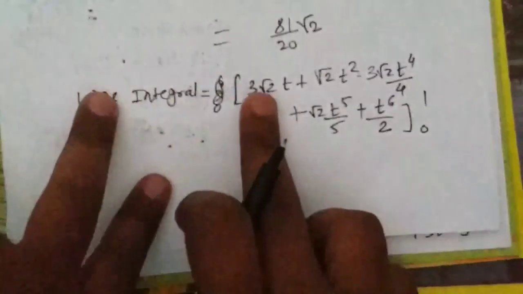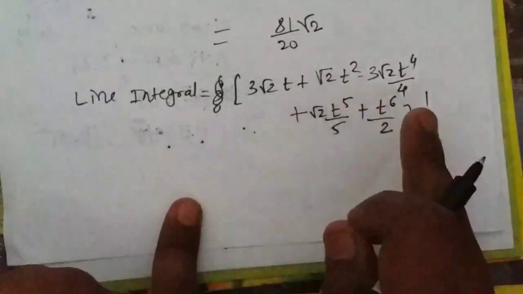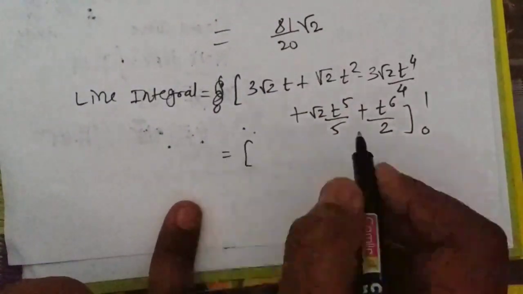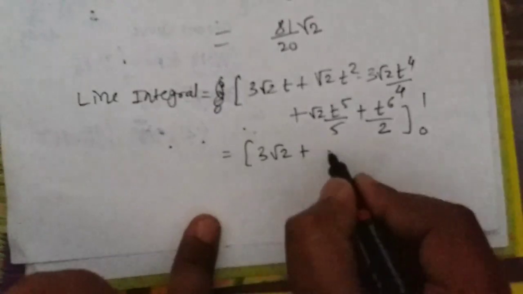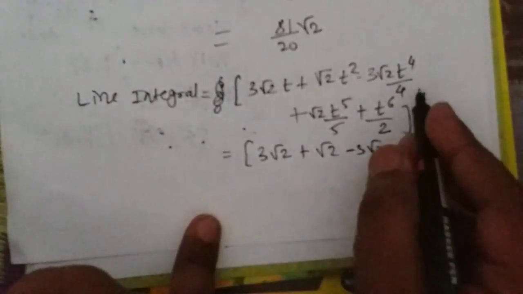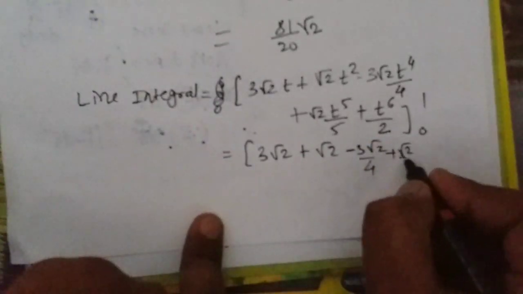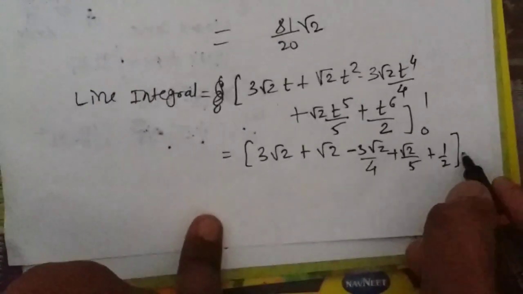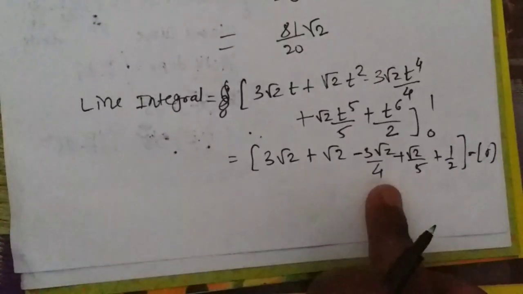Now if you see, all the 5 terms contain t. So when we put the lower limit t equal to 0, all the terms will become 0. And after putting t equal to 1 as the upper limit, we'll get these values: 3 root 2 plus root 2 minus 3 root 2 upon 4, root 2 by 5, and lastly 1 by 2, minus the lower terms, which after putting the lower limit we'll get as 0.